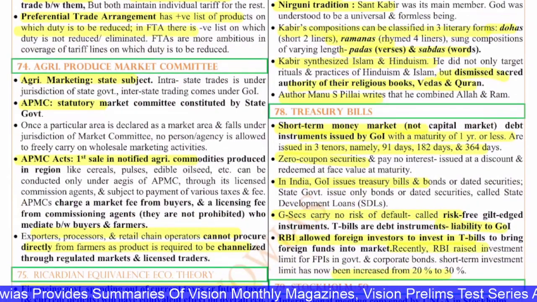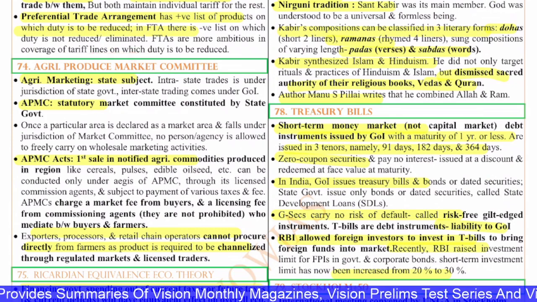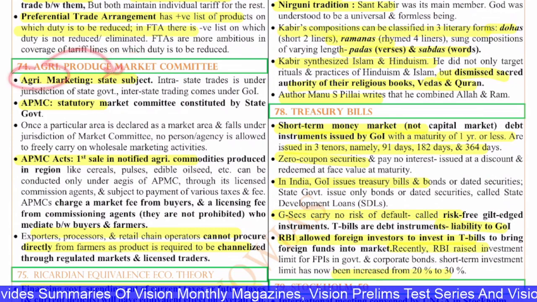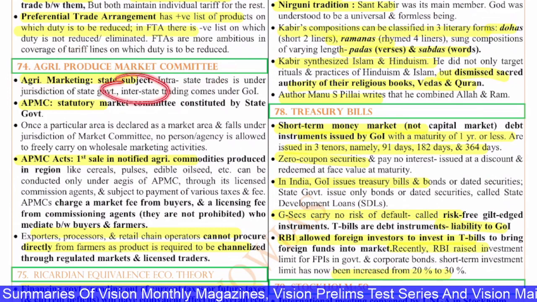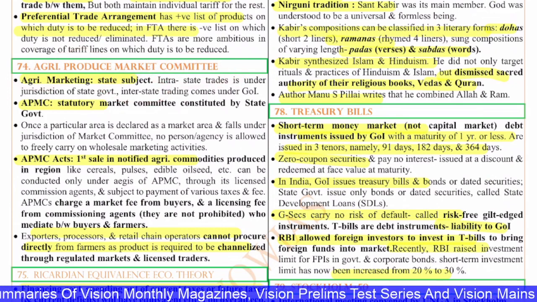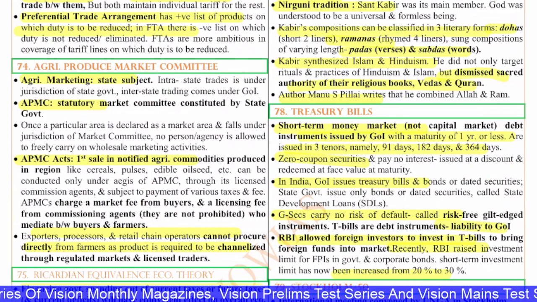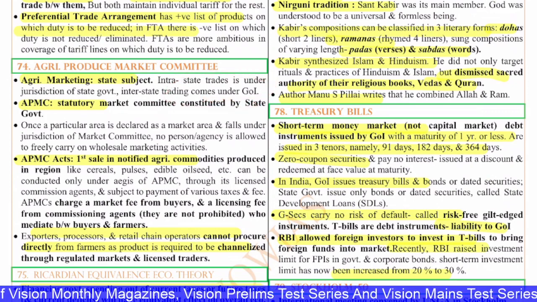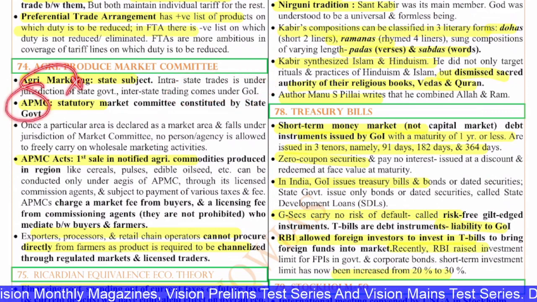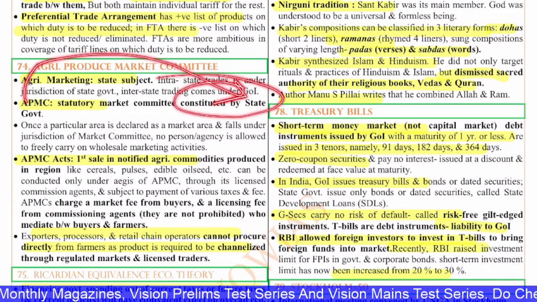Now the 74th question, on the APMC, the Agri Produce Market Committees. Agri marketing is a state subject: intra-state trade is under the jurisdiction of the state government, and interstate trade comes under the Government of India. Trade between two or more states comes under the union list, that is, the central government. APMC is a statutory market committee constituted by the state government. Remember this, APMCs are constituted by the state government.